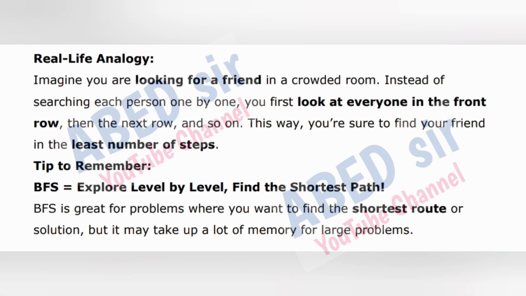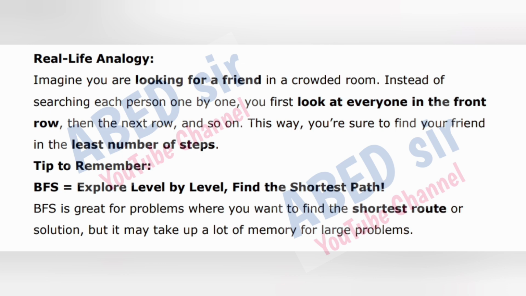Real-life analogy. Imagine you are looking for a friend in a crowded room. Instead of searching each person one by one, you first look at everyone in the front row, then the next row, and so on. This way, you are sure to find your friend in the least number of steps.